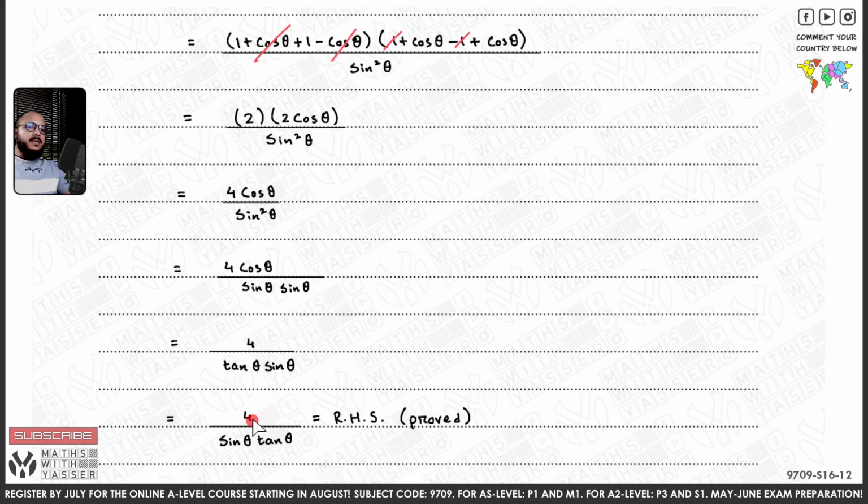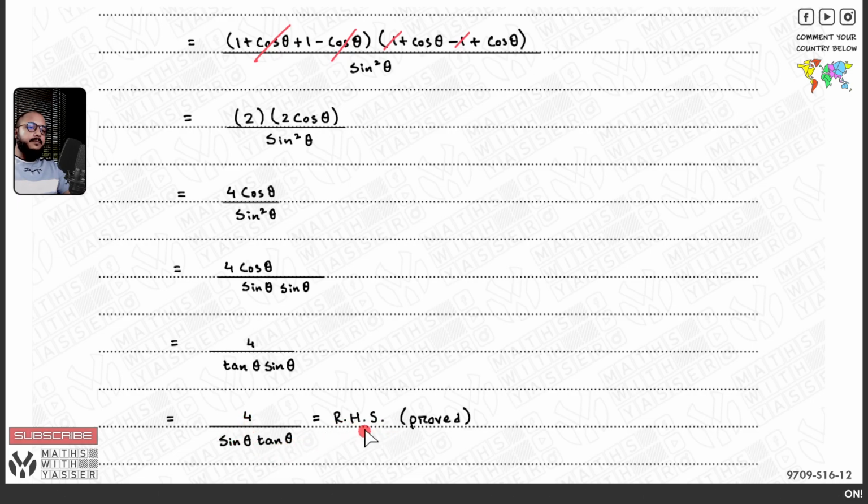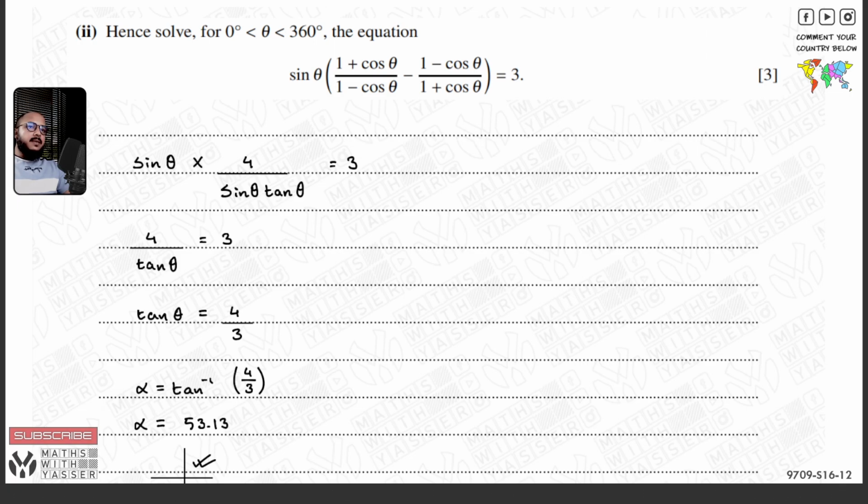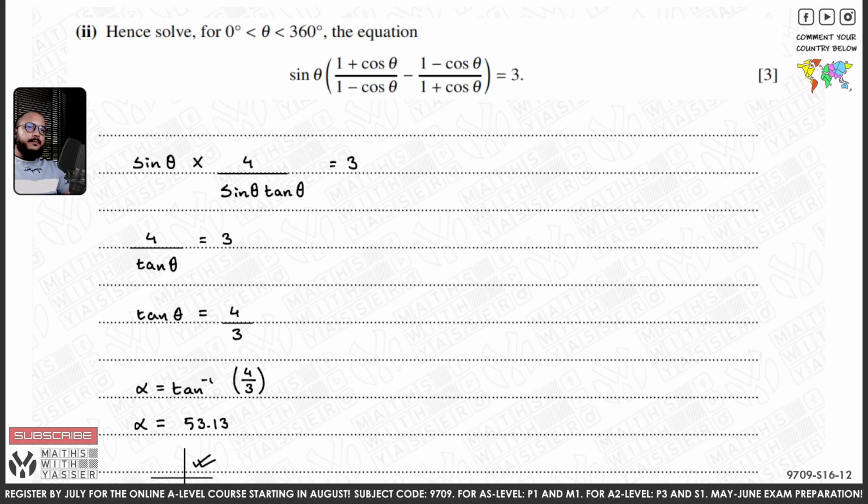So which is the same as 4 over sine theta tan theta, which is equal to the right hand side. In the next part of the question, it says hence solve, for theta lies between 0 and 360, the equation sine theta times what we had earlier equals 3. We have already proved that this bunch means 4 over sine theta tan theta. So sine theta times this equals 3.